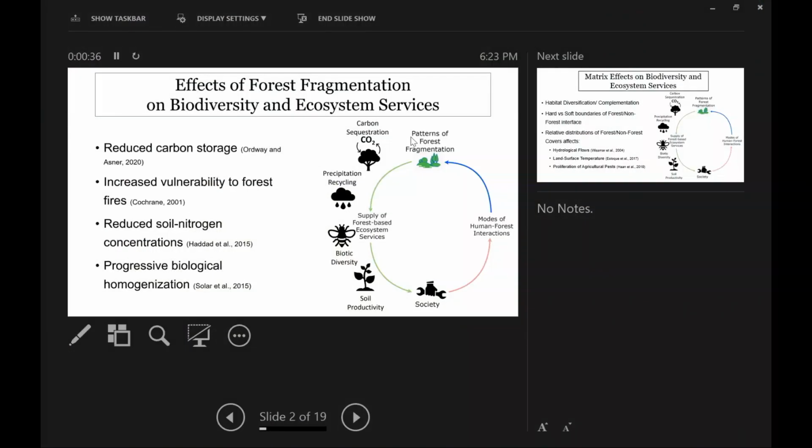Previous research suggests that forest fragmentation leads to reduced carbon storage in above ground canopies, increased vulnerability to forest fires, reduced soil nitrogen concentrations, and also causes the progressive homogenization of biological communities within a forest ecosystem.